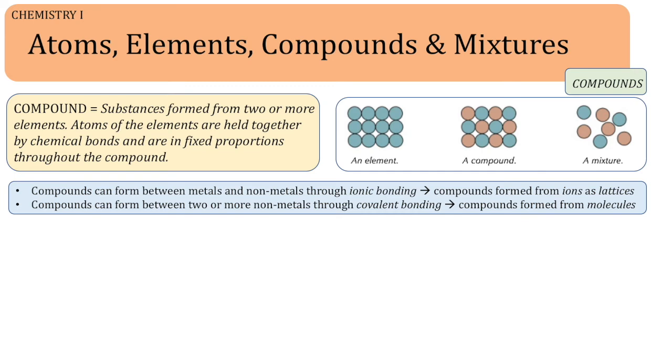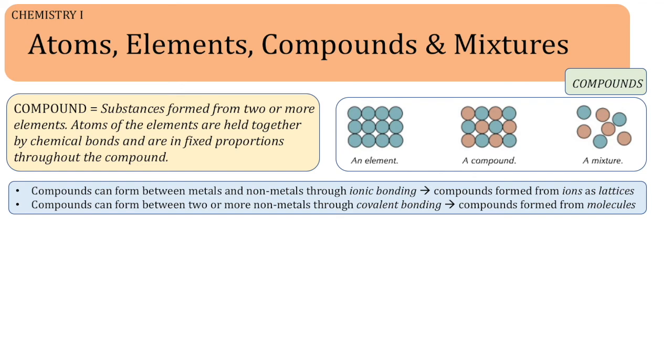So these chemical bonds can either be ionic bonds, which occur between metals and non-metals, or they can be covalent bonds, which occur between non-metals only. Ionic compounds form these giant structures called lattices, whereas covalent compounds are often made of molecules. A molecule is just two or more atoms bonded together. Again, we'll look at all this stuff in much more detail when we look at bonding in another video.